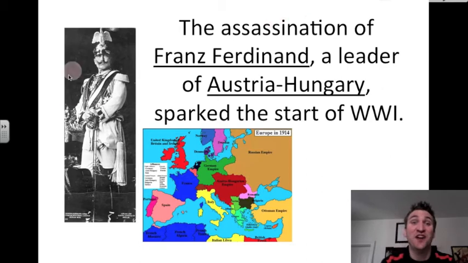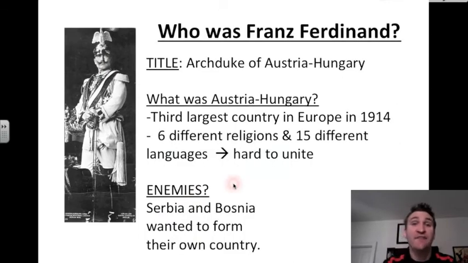There's one spark for World War I, and it's an assassination. The assassination of this man, Franz Ferdinand, a leader of Austria-Hungary, sparked the start of World War I. Franz Ferdinand, and there's Austria-Hungary once again. Who was this man, Franz Ferdinand? His title was the Archduke of Austria-Hungary.